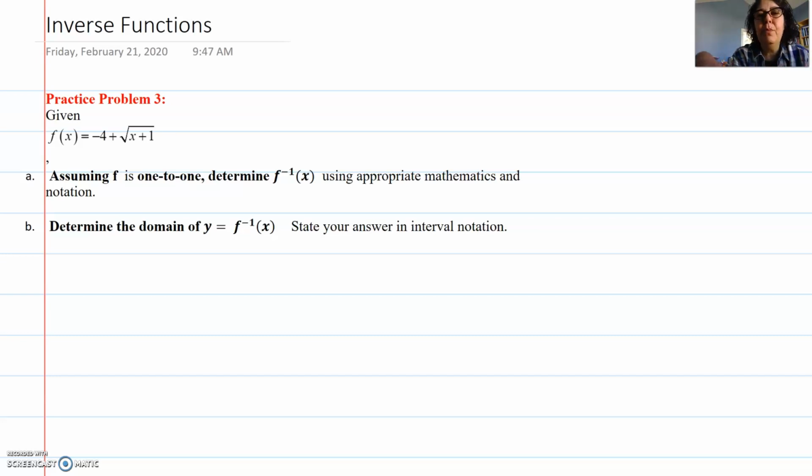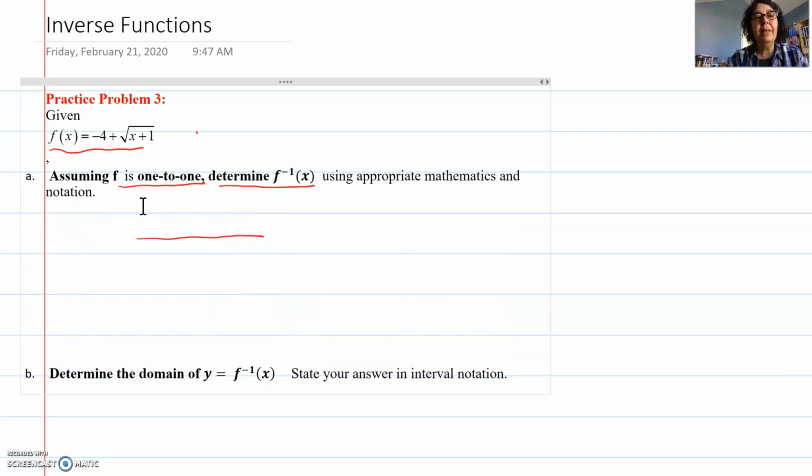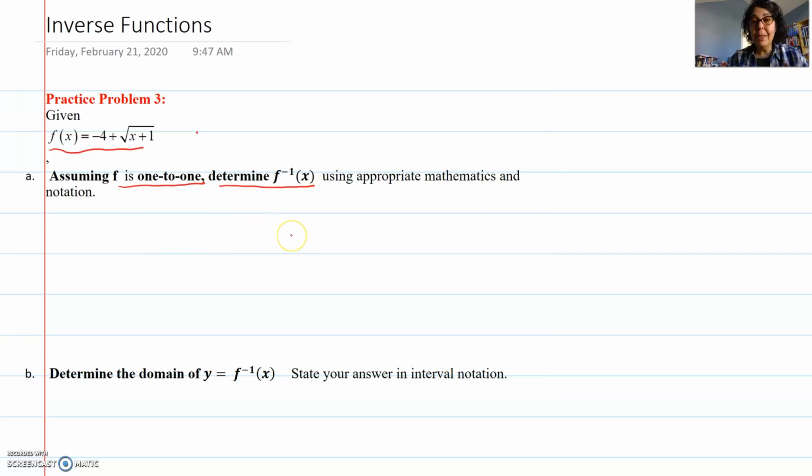The given problem is: f of x is equal to -4 plus square root of x plus 1. Find the domain, assuming that f of x is 1 to 1, determine f inverse, and then determine the domain of f inverse. So the question is in two parts. We're going to do the first part, but mainly doing the first part is stemming the ideas of the second part.